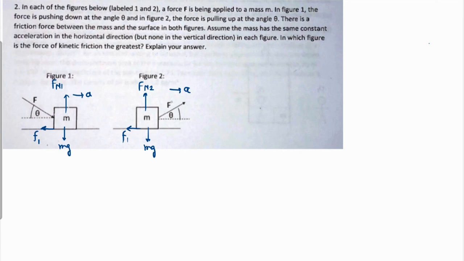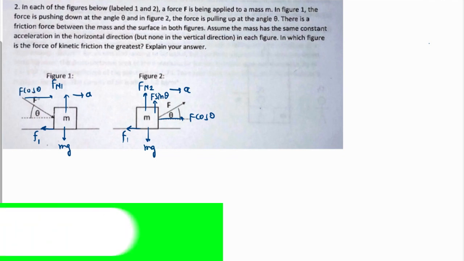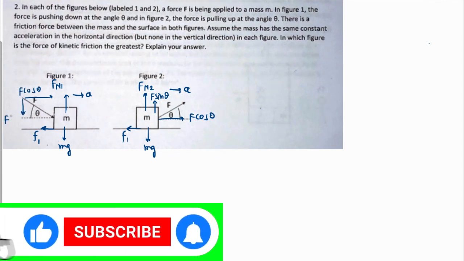And here, if we make the components of F along the motion, so that's going to be F cosine of theta, and perpendicular to the motion, that's going to be F sine of theta. So that's going to be here, which is F sine of theta. Likewise, over here, the horizontal components, and this is theta, so this is also theta as per the alternate angles. So this is going to be F cosine of theta, and this is going to be F sine of theta.